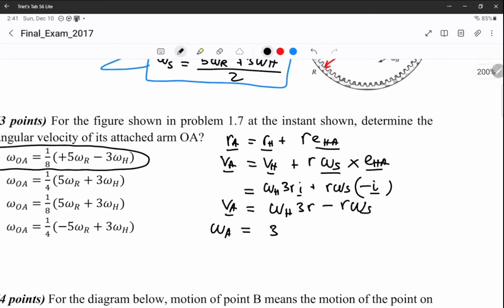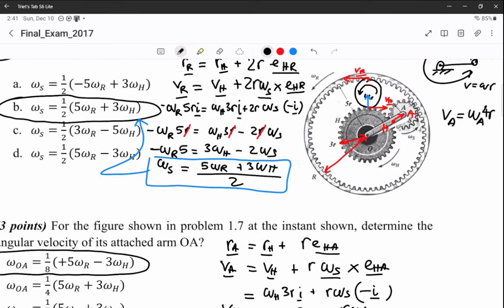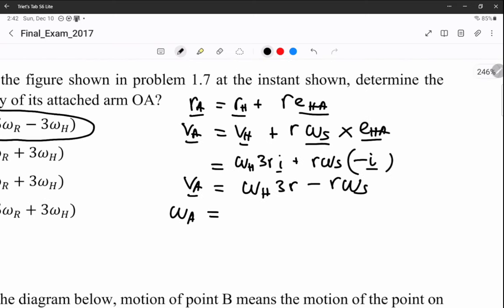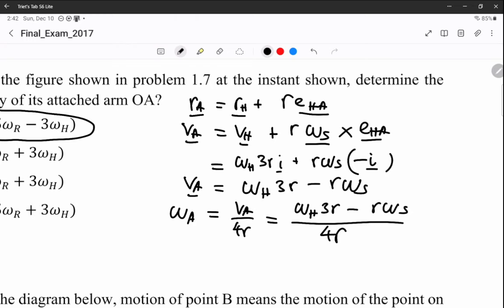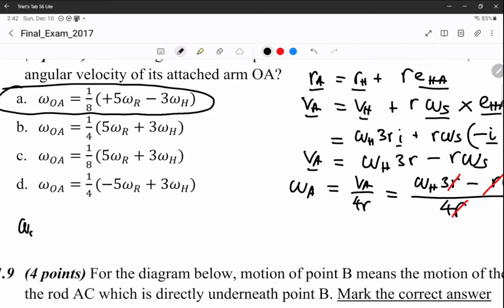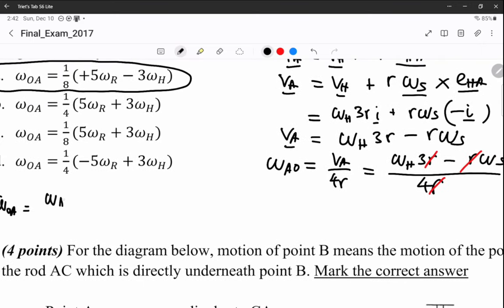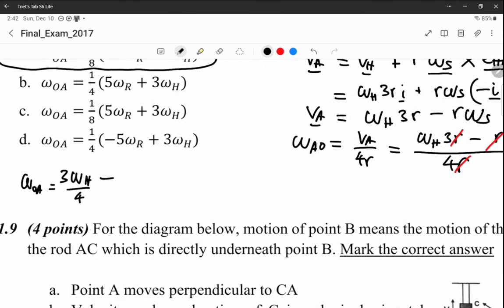Wait, hold on. Wait, over here, not just that. Omega A is going to be VA divided by 4R. Okay, so omega A is VA divided by 4R, which is omega H 3R minus R omega S over 4R. Get R to cancel out. And so omega OA is going to be 3 omega H over 4 minus omega S.